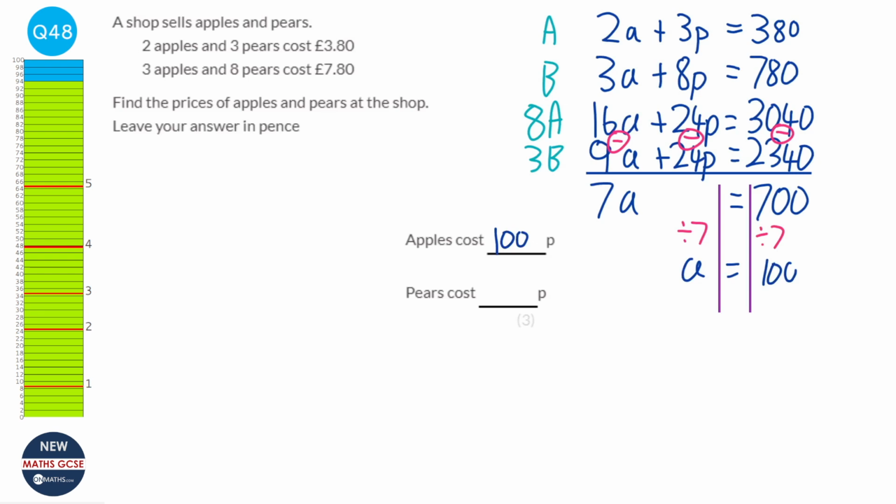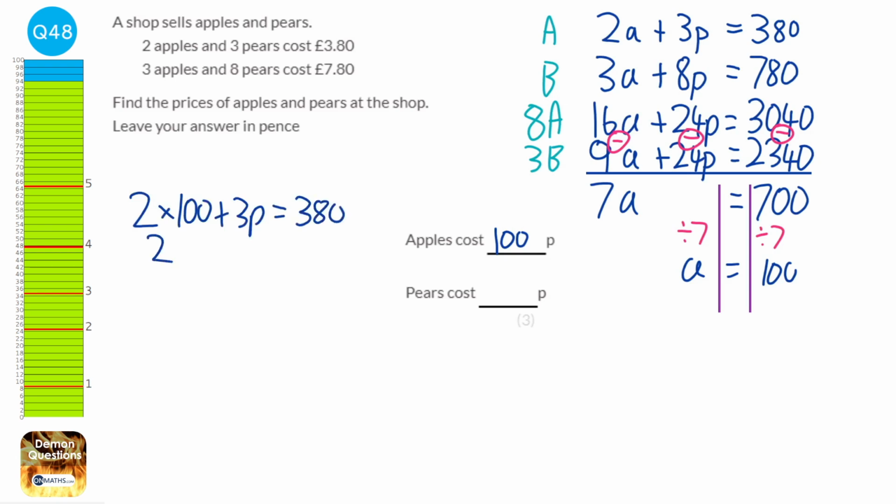We need to work out what pears cost. So I just need to pick one of the equations. I'm just going to pick this top one here, and I'm going to write it out. But instead of a, we know that a is a pound, or 100 pence. So plus 3p equals 380. So that's going to be 200 plus 3p is 380.